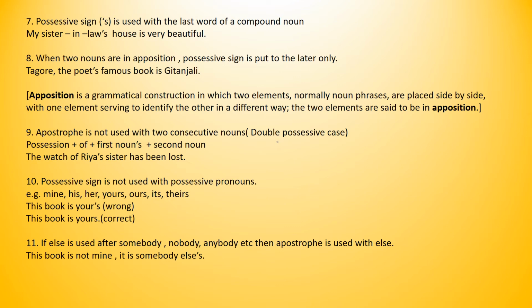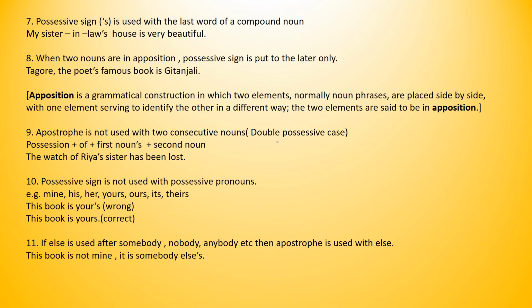has been lost. यहाँ पे हमने दो पोजीशन दिखाए हैं. रिया की बहन की घड़ी, दो बार हम की का यूज कर रहे हैं. रिया की बहन की घड़ी, तो यहाँ पे हम दोनों के साथ एपिस्ट्रॉफी एस नहीं लगाएंगे. हम इसे कैसे यूज करेंगे? पहले हम पोजीशन लिखेंगे, फिर हम ऑफ लगाएंगे, फिर हम फर्स्ट पर्सन के साथ एपिस्ट्रॉफी एस लगाएंगे और उसके बाद हम सेकेंड नाउन का यूज करेंगे.